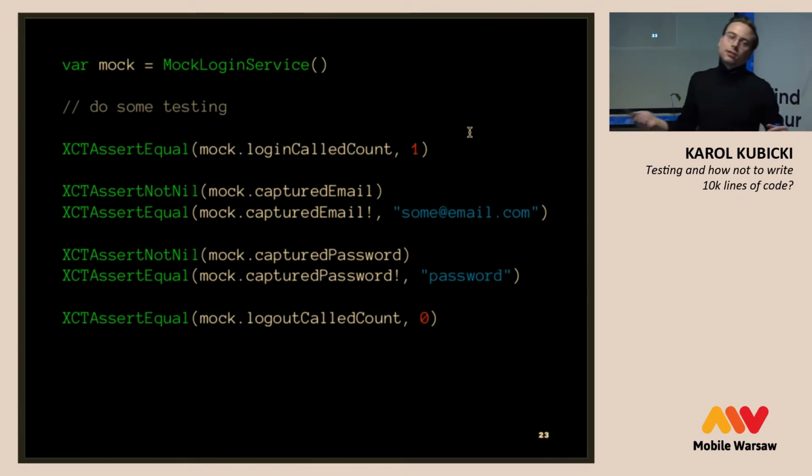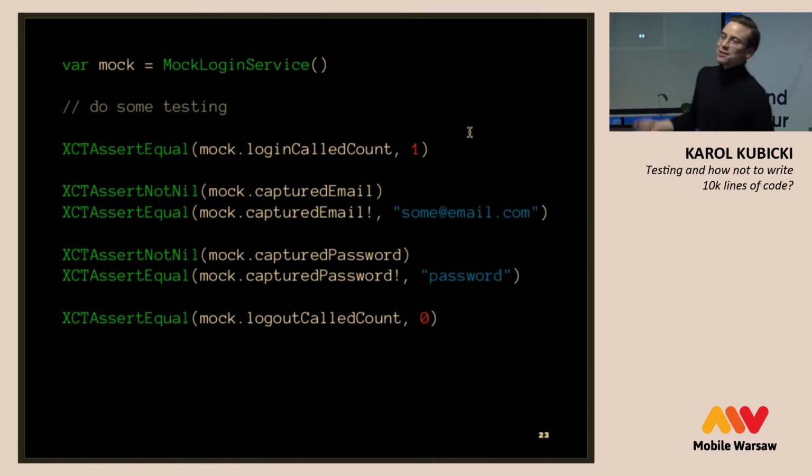And using it might look something like this. We create a mock, we inject it somewhere, we test the code, and now we need to check if the login was called just once. Because maybe in the past it was called twice, I don't know, we want to be sure right now. Then we need to check if the email was passed and if the email is actually correct. So we check if the captured email property is not nil, and then we check if the captured email is actually the one that we expect it to be. Similarly for the captured password, and for logout, we just check that it was not called.